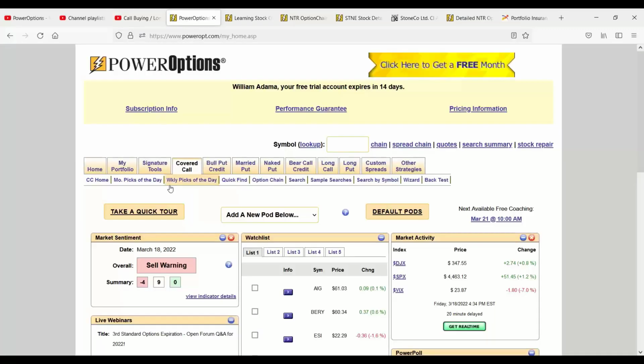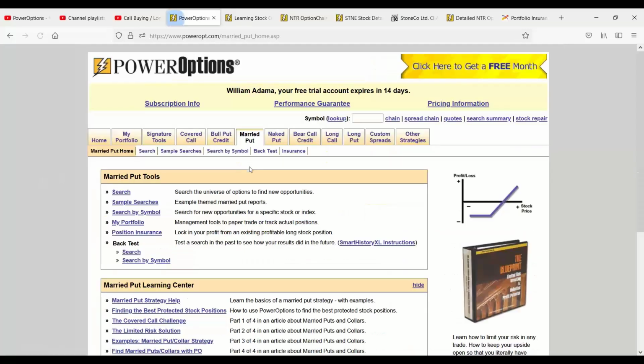If you are just on level 1 or level 2 trading, level 2 especially is where you could buy calls and buy puts, I'd highly recommend looking into the married put approach. It's capital intensive, just like a covered call or cash secured naked put. You have to buy the stock.